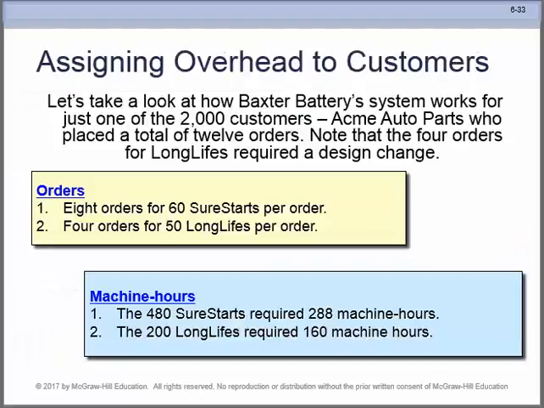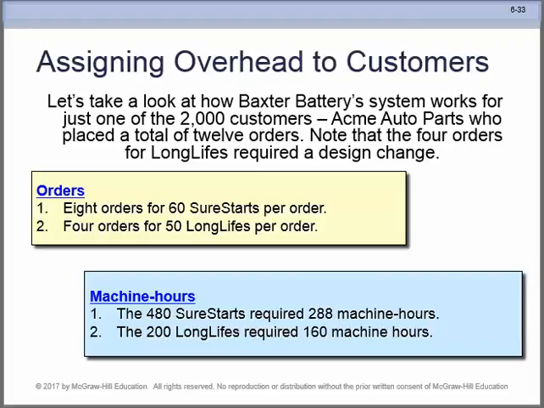Okay, so assigning this overhead to the customers. Let's just look at how the system works for just one of the 2,000 customers. We have Acme Auto Parts, who placed a total of 12 orders. Note that the 4 orders for Long Lives required a design change. So we have 8 orders for 60 Sure Starts per order, 4 orders for 50 Long Lives per order.